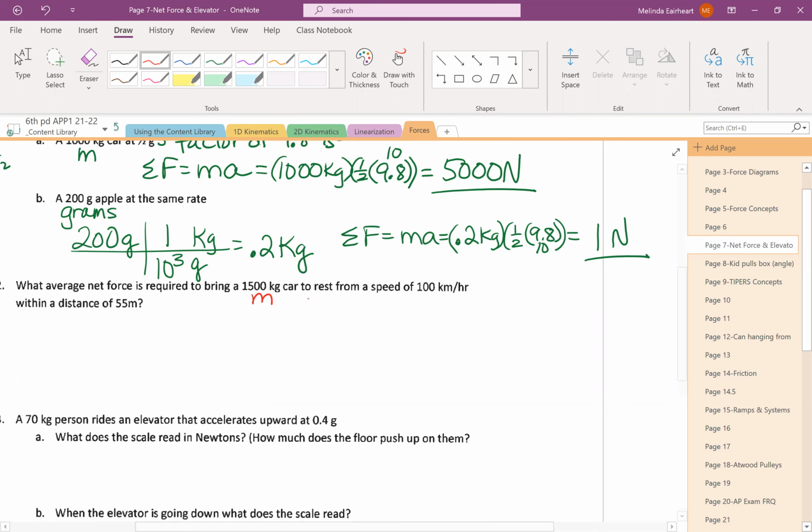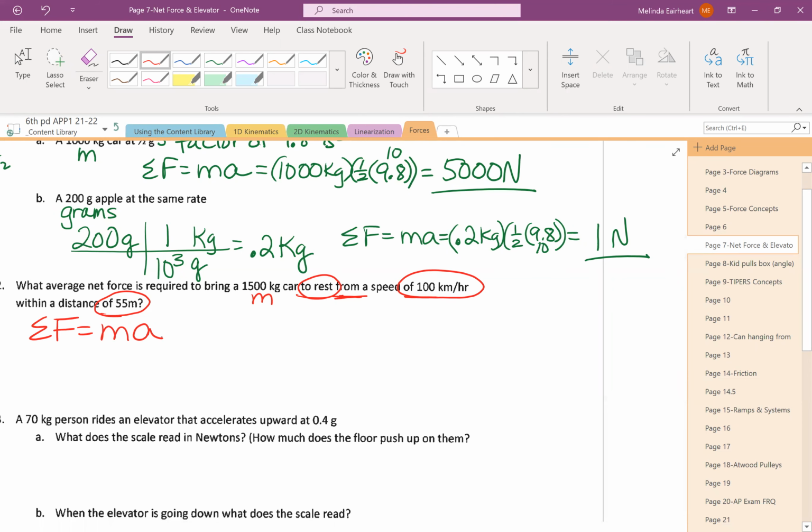And it says it's going to come to rest from a speed of 100 kilometers per hour, yuck, yuck, right? Not an SI unit, another conversion, within a distance of 55 meters. Well, goodness gracious, they're giving me velocity and a distance. Do we have that in our forces? Force equals... Fnet equals MA. Why would they give us kinematic stuff again?